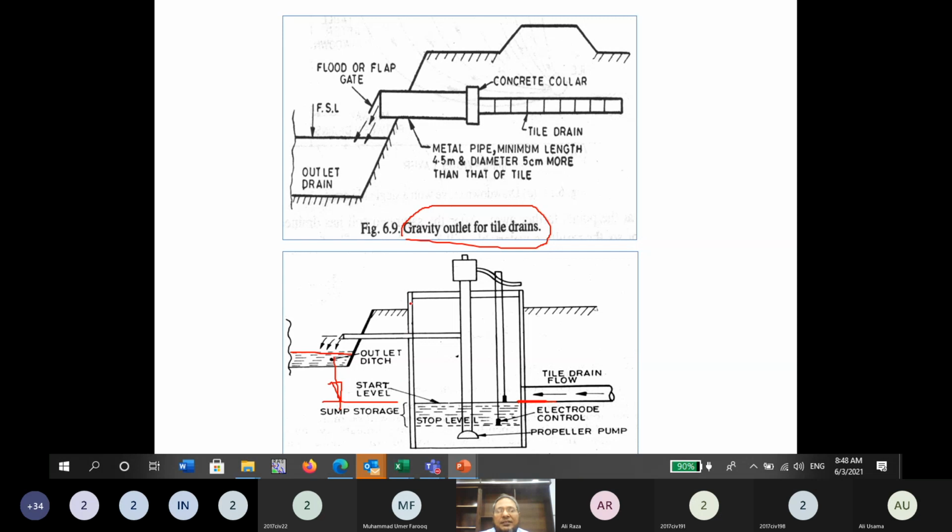So then we have to provide a wet well here, and the water first enters this well. This level is the pump start level. The pump starts automatically, then the water level goes down, and when it reaches this level, which is the pump stop level, the pump automatically stops until more water comes in. When the pump is started, the water flows through the pump and is discharged into the main open drain. So this is basically called a pump outlet. Is it clear?